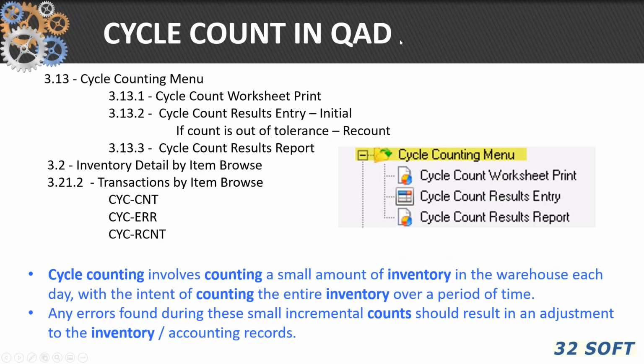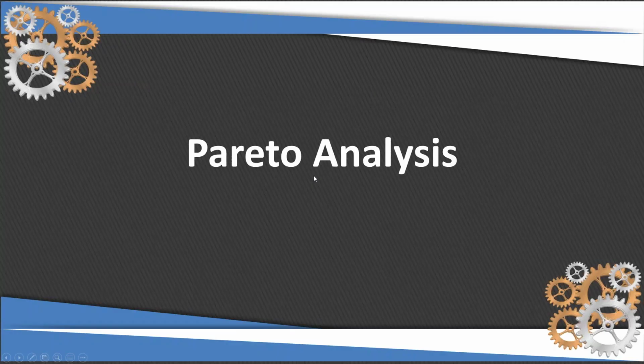In QAD, it's a relatively simple set of menus. You've got the cycle counting menu, which has a cycle count worksheet print we'll talk about, the results entry screen, and the results report. So there's basically just 3 reports. Then obviously the 3.2 inventory by item detail. We talked about the transaction history, transaction by item browse 3.21.2, where you can see the different kinds of transactions that are affected by the cycle count program.